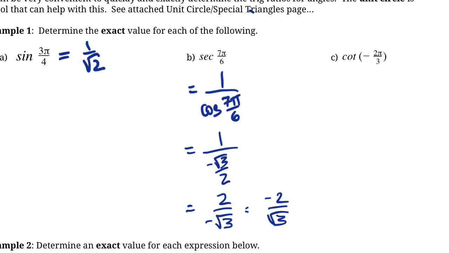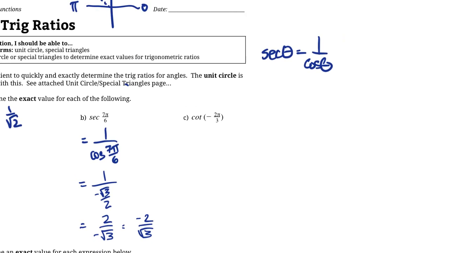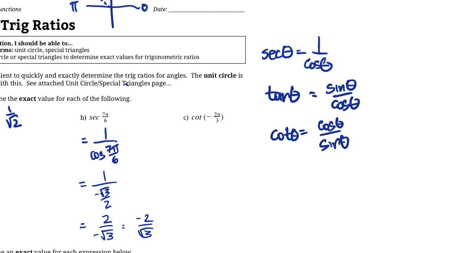Next question. Cotangent of 2 pi by 3. Again, remember, what is cotangent? Well, it's related to tangent, right? And what is tangent? Tangent is sine over cos. Cotangent then is equal to the reciprocal of that, right? Which is cos over sine. So essentially in this question, what we're looking for is cos of negative 2 pi by 3 over sine of negative 2 pi by 3.